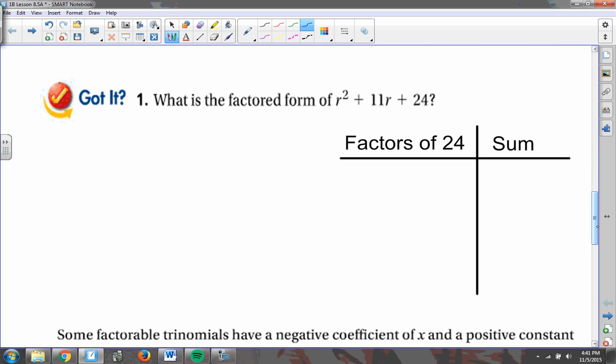Now, I would like you to try this equation. What is the factored form of r squared plus 11r plus 24? Pause the video, try that yourself to find two numbers that will multiply to be 24 and add up to be 11, and then write your factored form. Okay? Pause the video, take a look at that, list your factors, list what they add up to, find your numbers that work, and then come back and I will show you the correct answer.